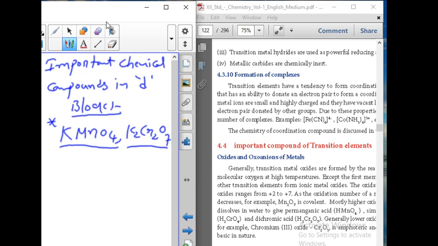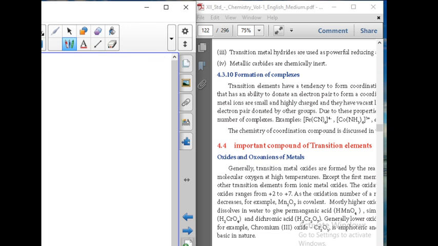The oxidation number of the metal oxides ranges from +2 to +7. So we know the oxidation state for the 3D series of elements varies from +2 to +7. One element itself can show a lot of oxides. For suppose I am taking iron reacting with oxygen, it can form different types of oxides: FeO, iron oxide, ferrous oxide, Fe2O3, ferric oxide, Fe3O4.